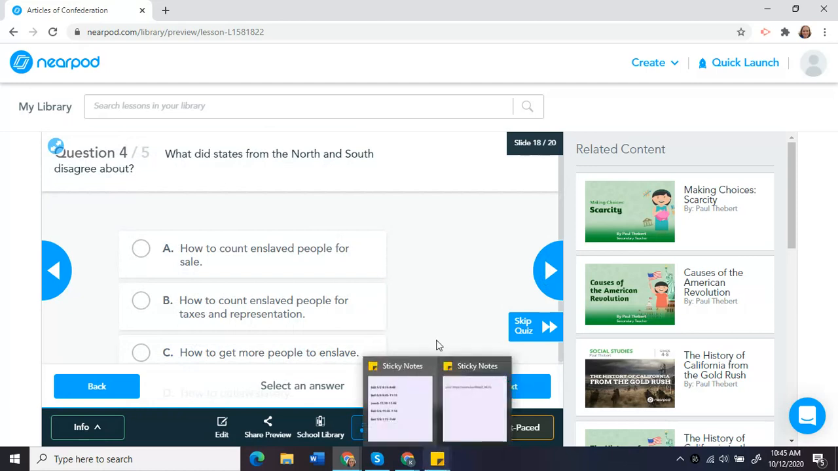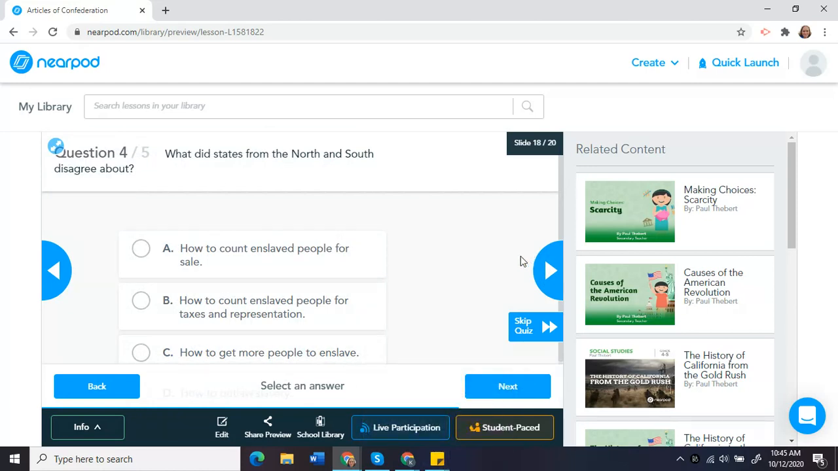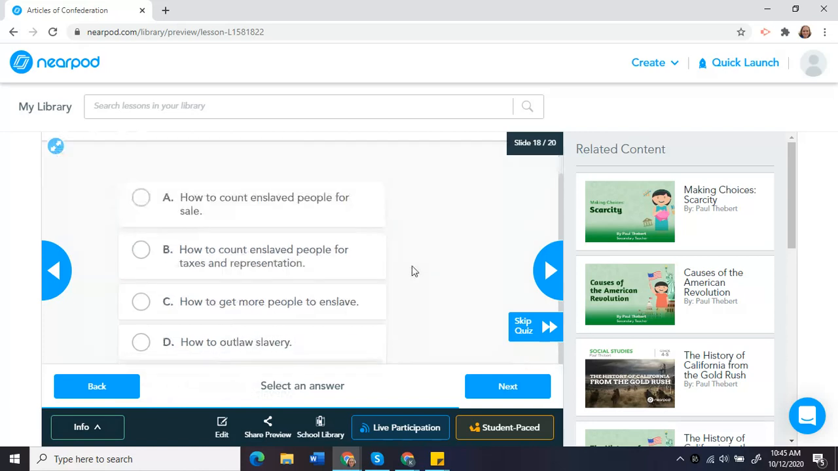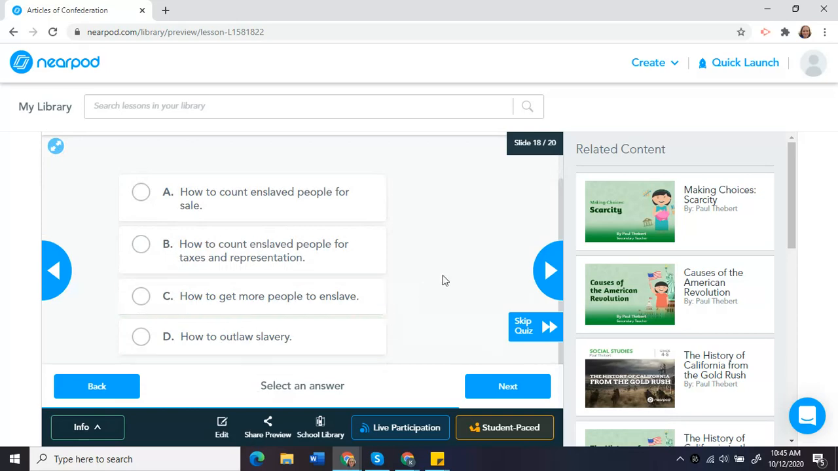Number 4, what did states from the North and South disagree about? A, how to count enslaved people for sale. B, how to count enslaved people for taxes and representation. C, how to get more people to enslave. D, how to outlaw slavery.